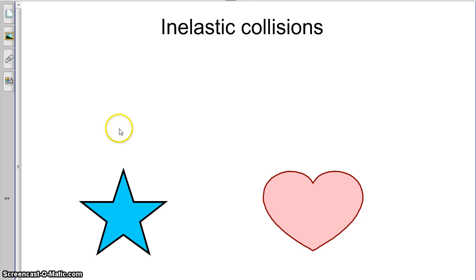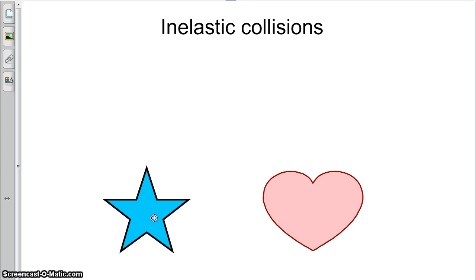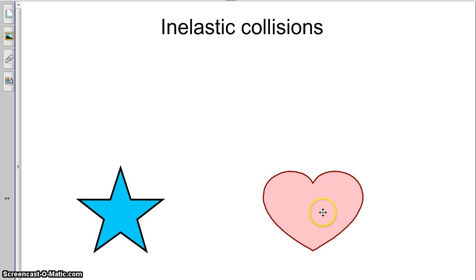In an inelastic collision, they don't bounce off. They stick together is the big difference. So inelastic collisions, they stick together. Let me try to give you an example.